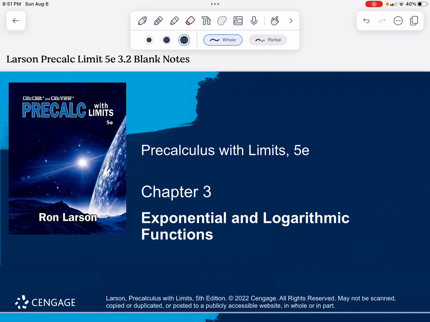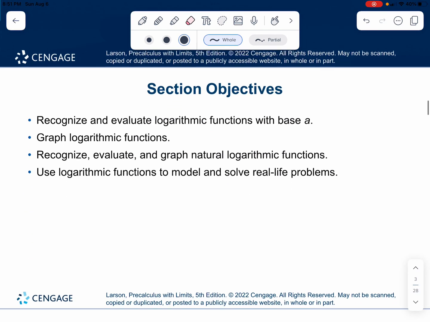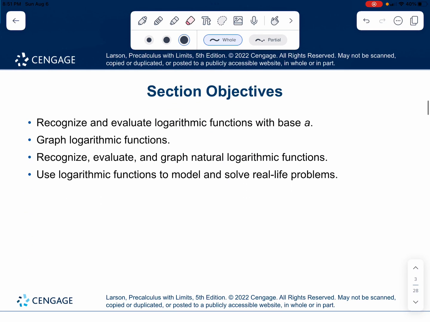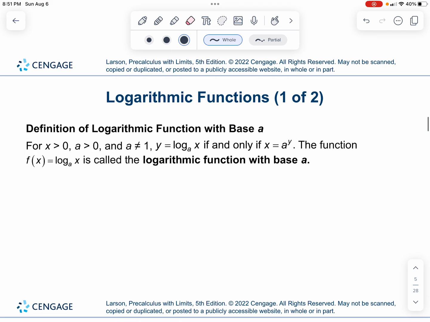Chapter 3, Section 3.2, Logarithmic Functions and their Graphs. Here are the section objectives. And we'll look at the definition of a logarithmic function with base A.